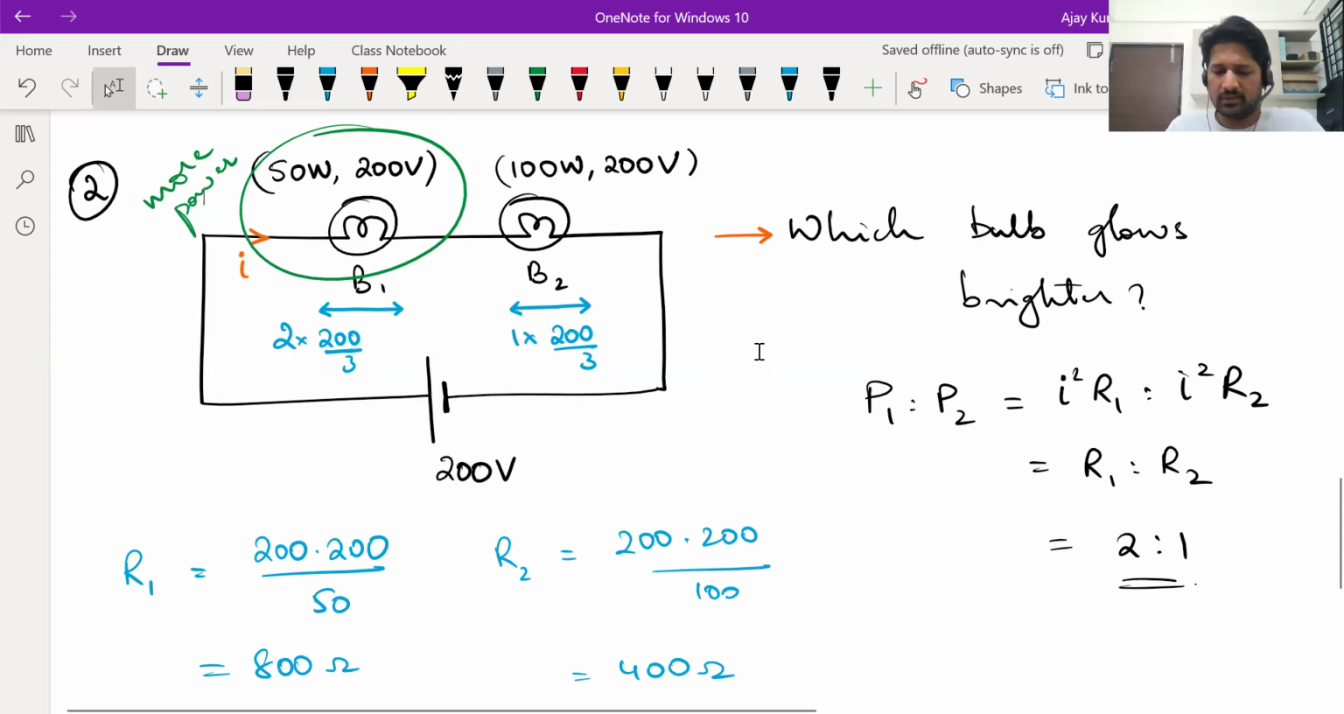So, don't use only one formula, V square by R. There are other ways also to calculate power or power ratios. Think of which formula makes it the easiest to solve. Since these are in series, current is common to them and it's a ratio based question. So you can write power in terms of current and the resistance.